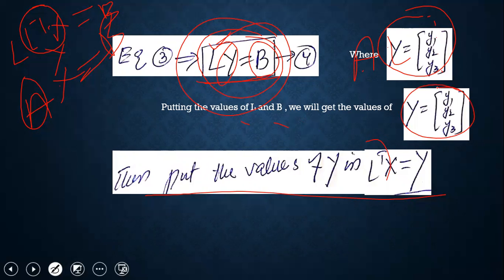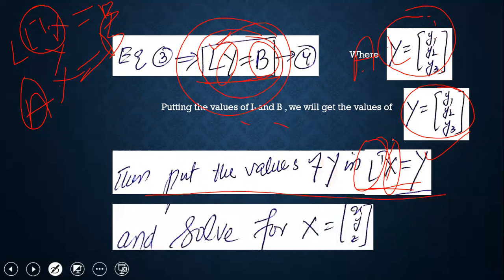Now, when we get the values of Y there and the values of L transpose also there, so using this we can find the values of X. So that will be the final solution, for finding the values of X, mean X, Y, and Z.